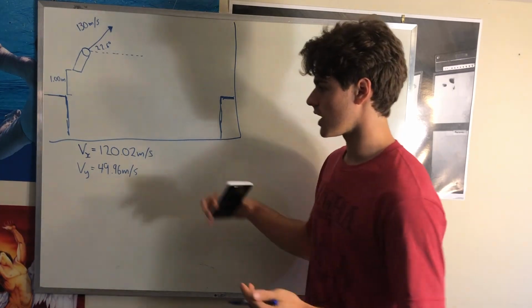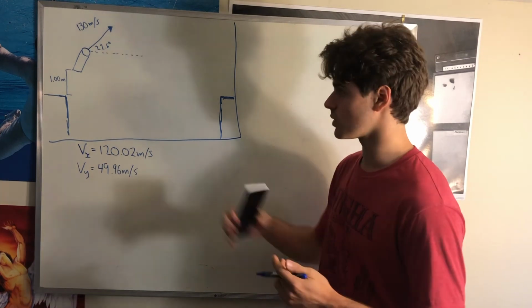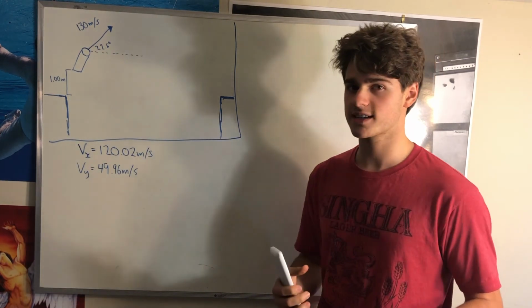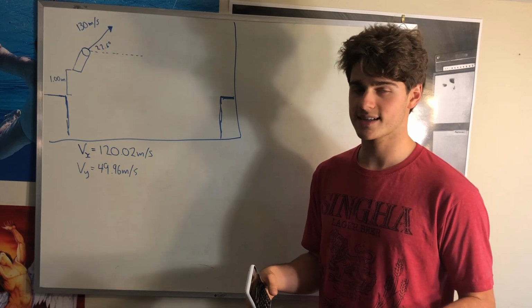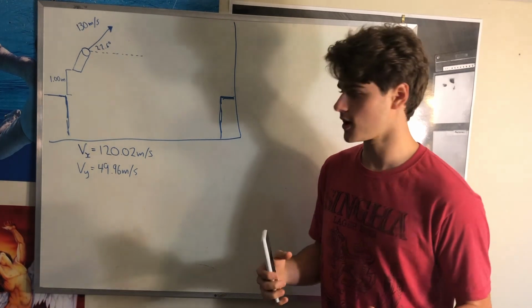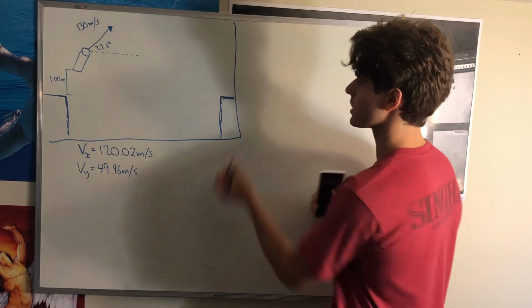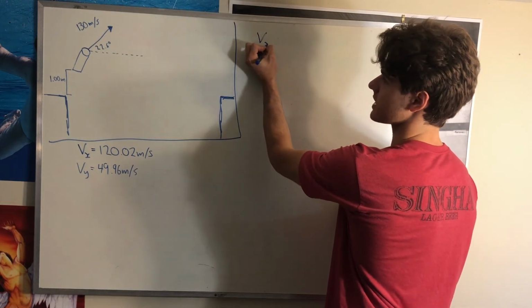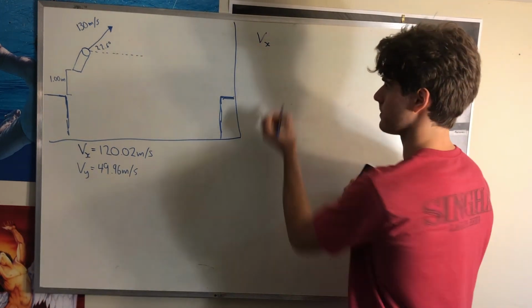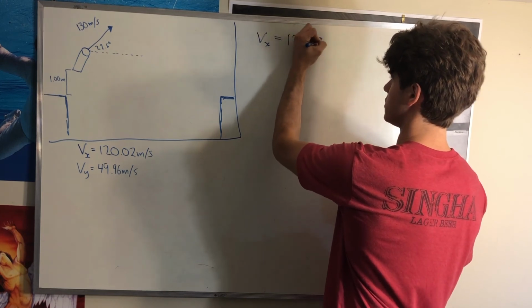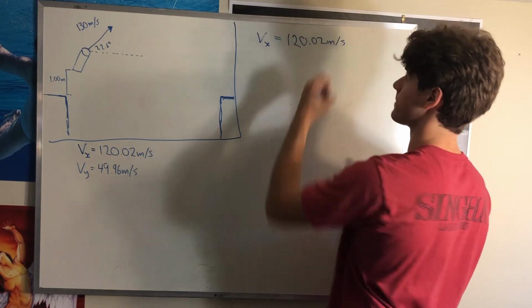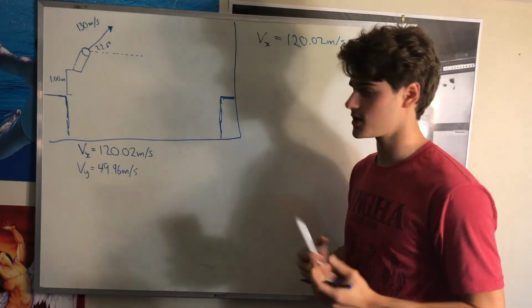So let's take a look at the x-axis. So along the x-axis, do we have any acceleration? No. There's no acceleration along the x-axis, which means we have a constant velocity. So it's already written there, but I'll rewrite it up here because the x-axis velocity throughout the entire problem is going to be 120.02 meters per second because it has a constant velocity.